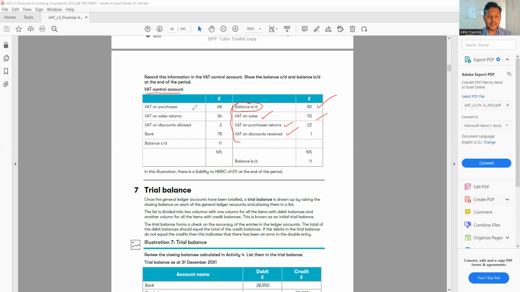And on the debit side, we have VAT on purchase. So if I buy something, I have to pay the VAT. So it will be on the debit side. Remember all these figures here, all are VAT, not the sales and not the purchase. Only the VAT will come to the VAT control account.